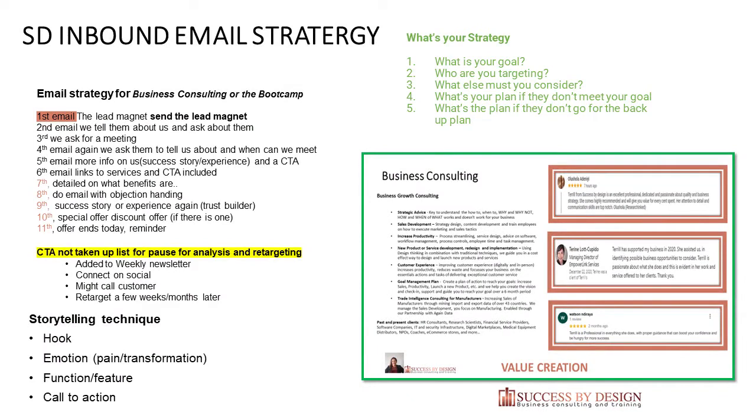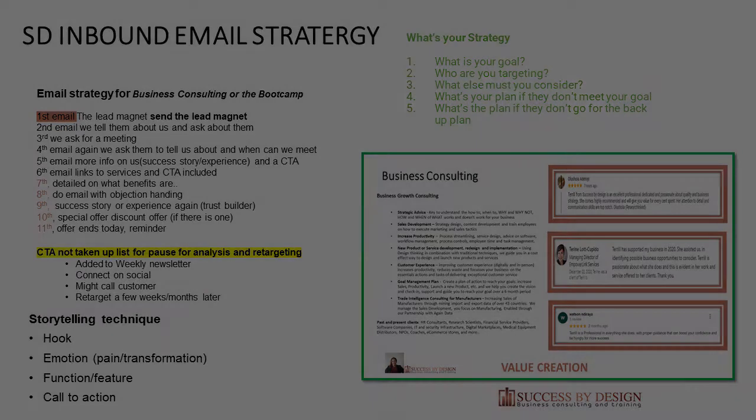So what happens if we come to the end of the strategy and nothing happens? They do not take up your offer. Well, you pause for analysis. What was the success around that? Then we personally add them to our weekly email list, which is more generic, and I'll go through our strategy for the weekly email list. We connect with them on social. We might give them a call, and then we might target them again in a few weeks, usually 3 months later.